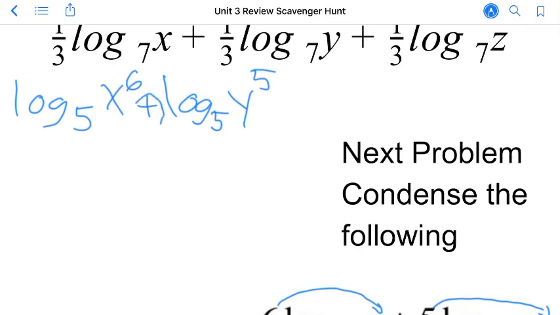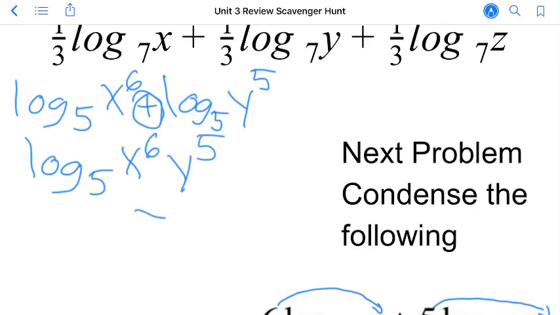So then I have to take care of my addition. My addition came from multiplication, so I've got to reverse it by putting that multiplication together. So log base 5 of x to the 6 times y to the 5th. And there is my answer.